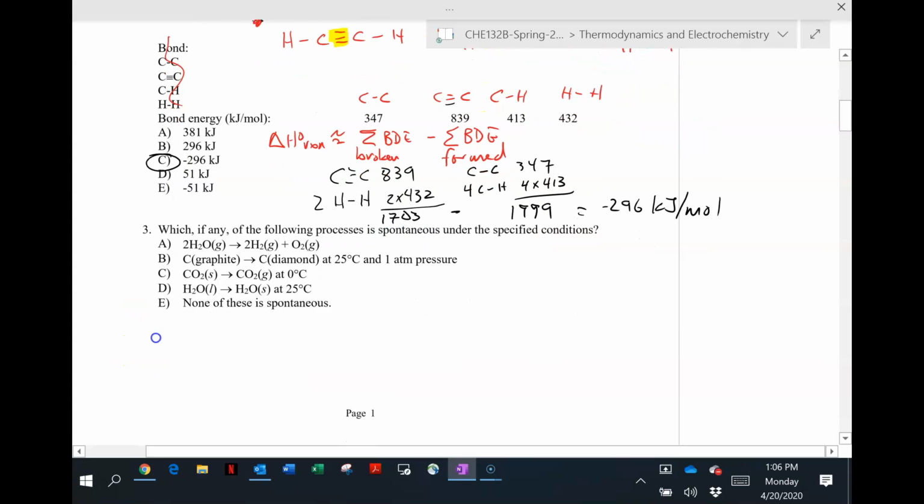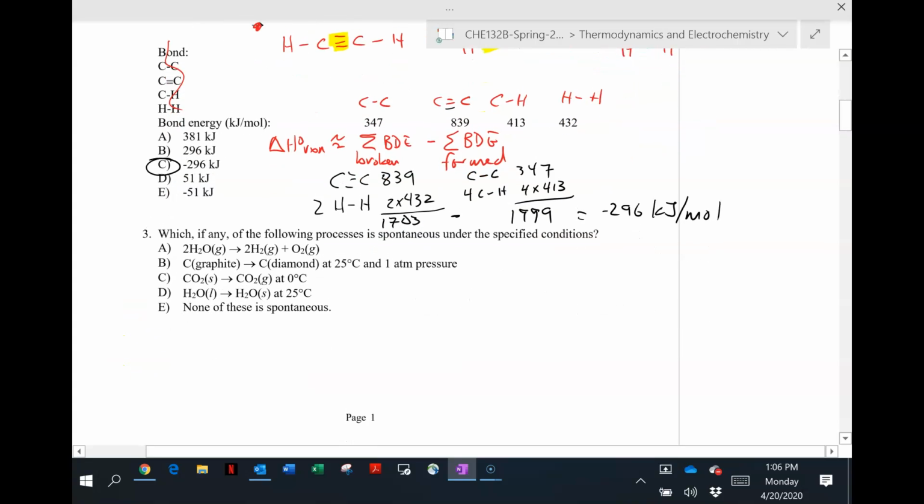Now question 3 here is asking you to describe processes as being spontaneous, and this kind of relies on your having some experience with these substances, which is not always a good way to ask a question, because everybody doesn't grow up playing with a chemistry set or anything, but you probably can think about these.